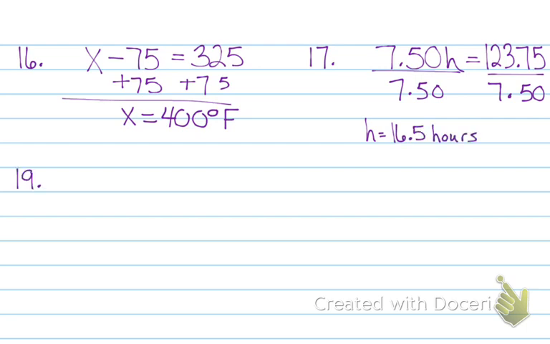Okay, I know we're running short on time, but I want to try to squeeze in number 19. Okay? Number 19, it says it costs $4 to enter the fair. Please stop talking. That's why we're behind. Okay? Each ride costs $2.50, and you have $21.50 to spend. How many rides can you go on?